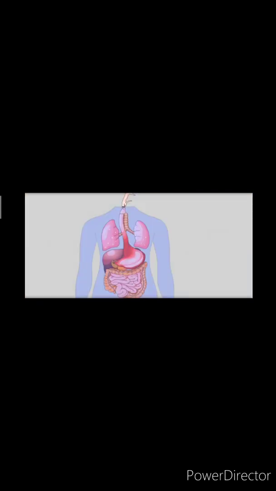Okay, now which way to go now? Now there are 2 ways. One goes to the food pipe and the other goes to the windpipe. Which pipe must we go for digestion? Yes, it is the food pipe. This food pipe is also called esophagus.